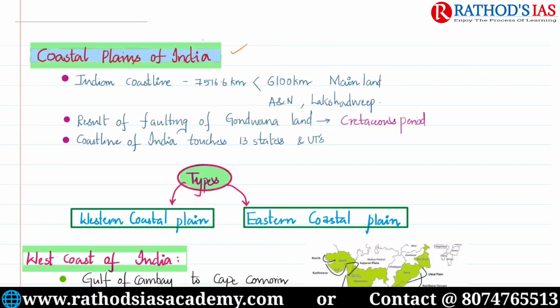For that also this coastal plains is important, and even some rivers which flow towards the east join the Bay of Bengal, and very few rivers, a very small number, flow westwards and join the Arabian Sea. So these are the coastal plains which are mainly formed by these rivers. From the rivers' point of view also, this coastal plains is important.